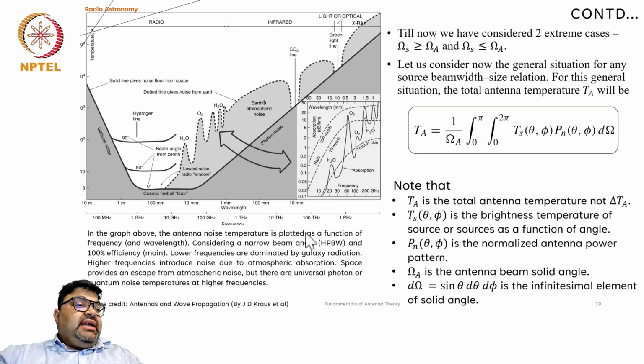Finally, this is the equation of the antenna temperature as a function of the sky temperature and the power pattern of the antenna. So TA is the total antenna temperature and not delta TA. TS of theta phi is the brightness temperature of the source or the sky. PN is the normalized antenna power. Omega A is the antenna beam solid angle, and d omega is the infinitesimal solid angle. So this is the final relationship between the antenna temperature and the sky temperature.